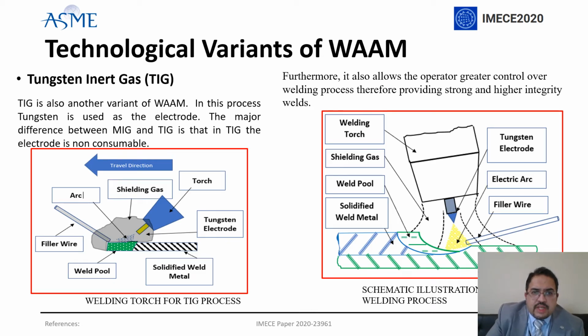Similarly, tungsten inert gas is very similar to the MIG process, the previous one, but in this case the electrode is not consumable, and it is generally made of tungsten. So this is the only difference. The construction of the torch and the electrode is different, and filler material has to be provided from the outside in this case. The schematic illustration is here with the welding torch schematic illustration as well.